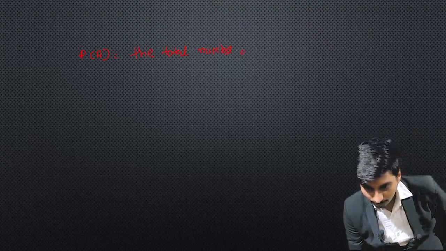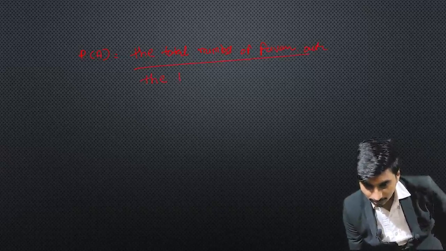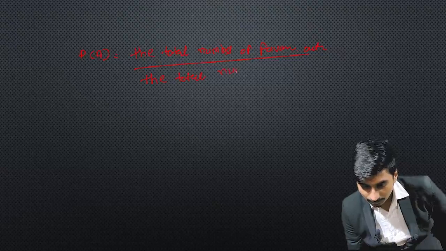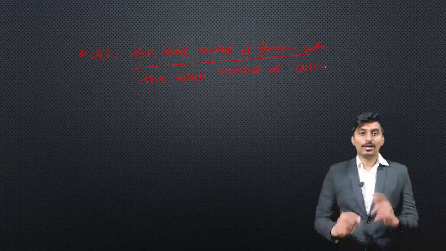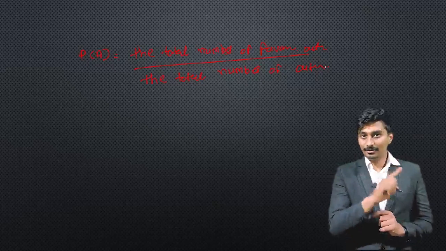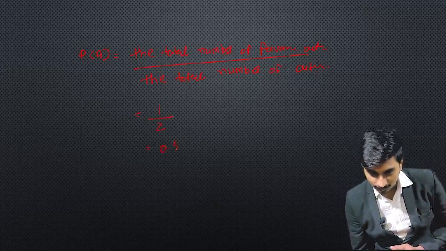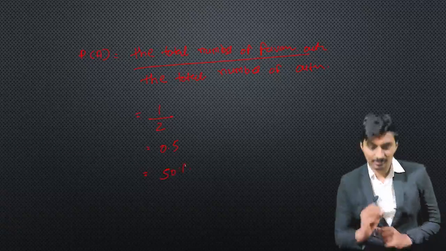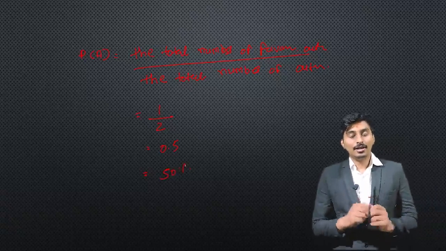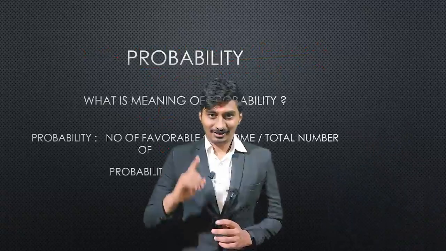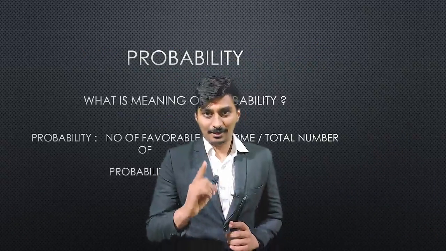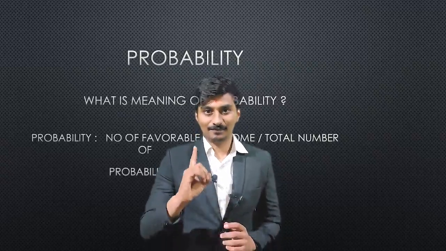The total number of favorable outcomes divided by the total number of outcomes, right? So here the favorable outcome is head. So 1 by 2 is equal to 0.5 or 50%. Usually in probability we use the fraction 1 by 2. The definition of probability is the measurement of uncertainty. It is a possibility, right? Okay.